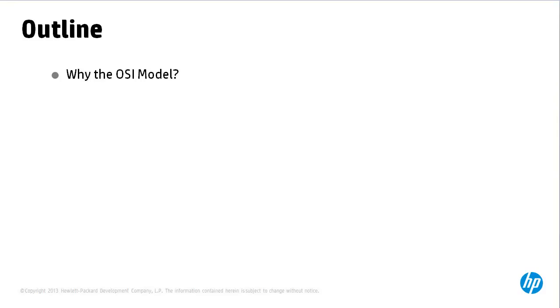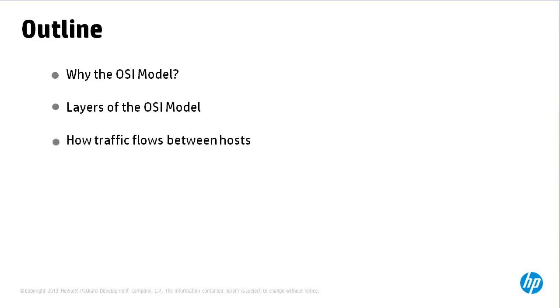In this video, we're firstly going to look at why we use the OSI model. What advantages are there to using this model in networking today? Then we're going to look at the layers of the OSI model, and that is where those terms, layer 4 or layer 7, come into play. I'm going to show you how traffic flows between hosts with specific reference to the OSI model.